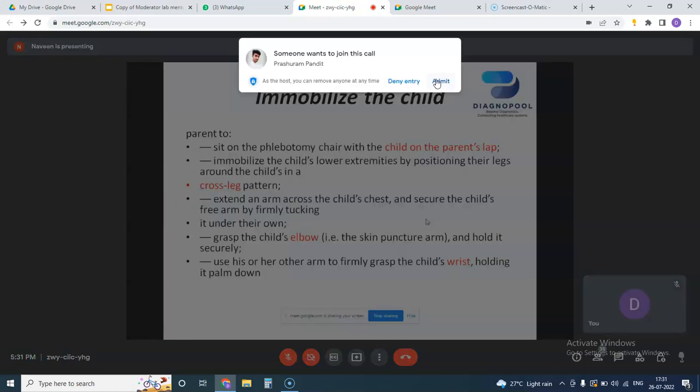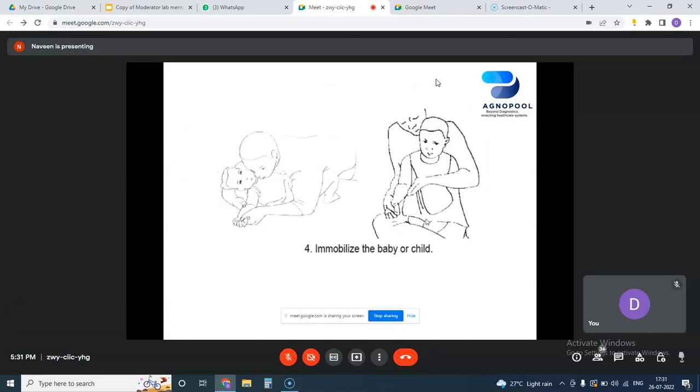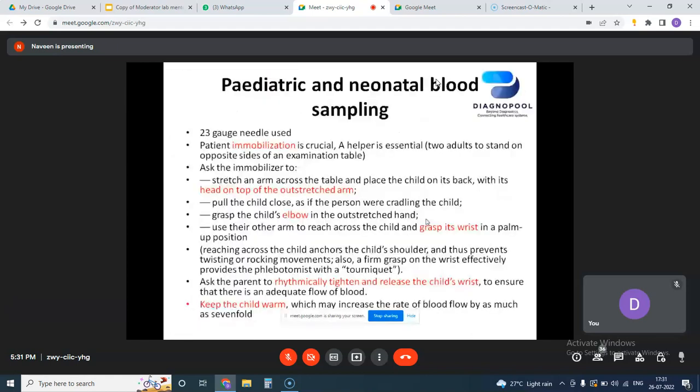So these are the same steps that I have already told you. One more important thing is the child should be kept warm. Only then the veins will be prominent and dilated.